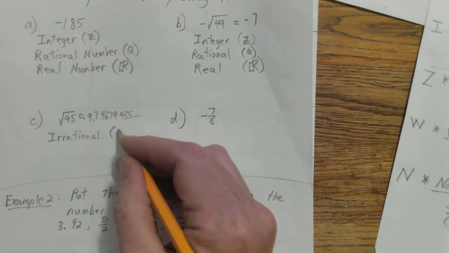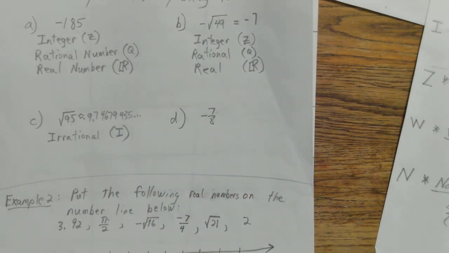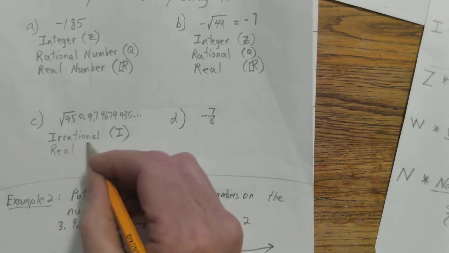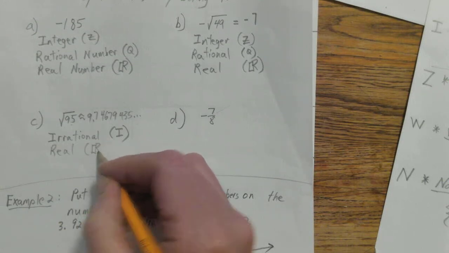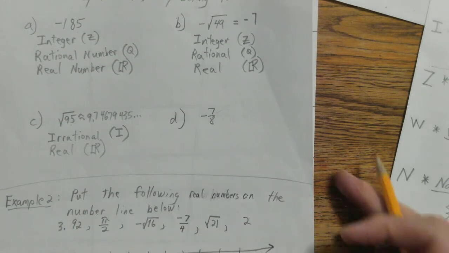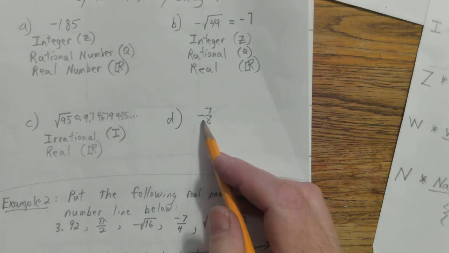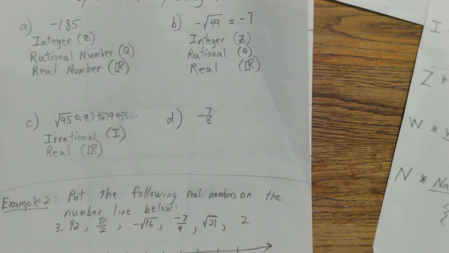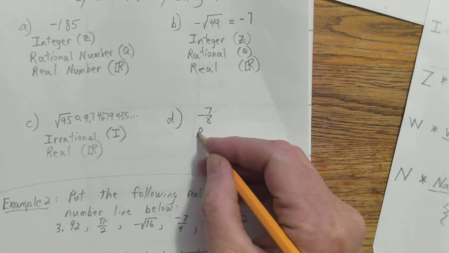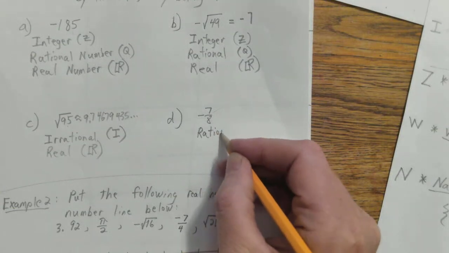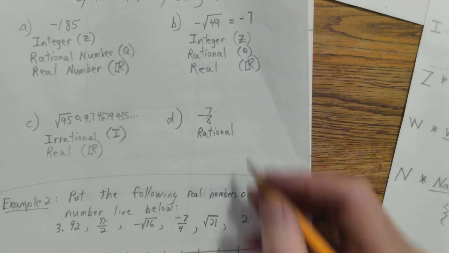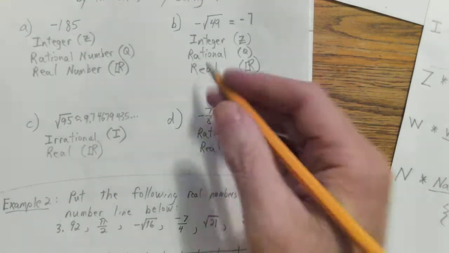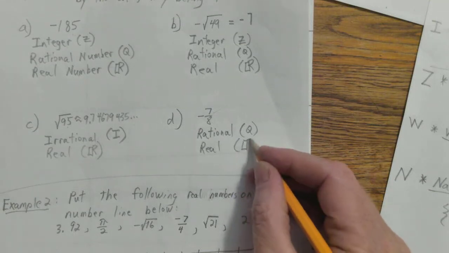Irrational, we use capital I for the set of irrational numbers, and irrational numbers are a subset of the real numbers, the big group. And then negative 7/8. It's a fraction. It can't be rewritten as just a whole number. So any number that can be written as a fraction is a rational number. That's Q. And then the big group it belongs to, if all these belong to, is R for the set of real numbers.